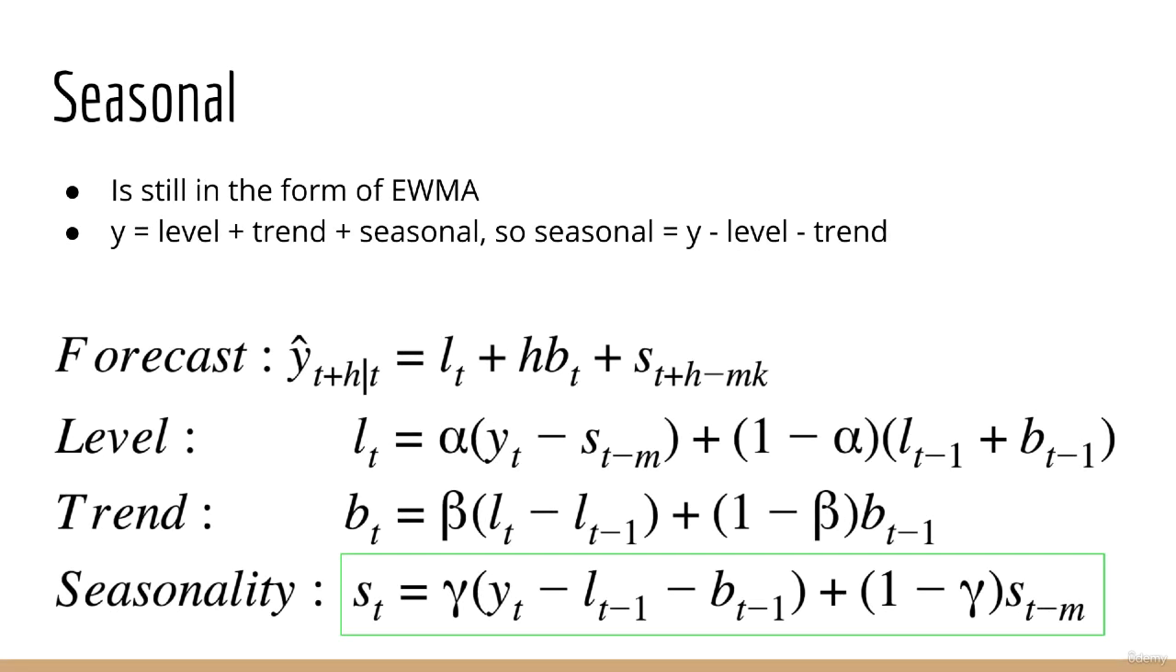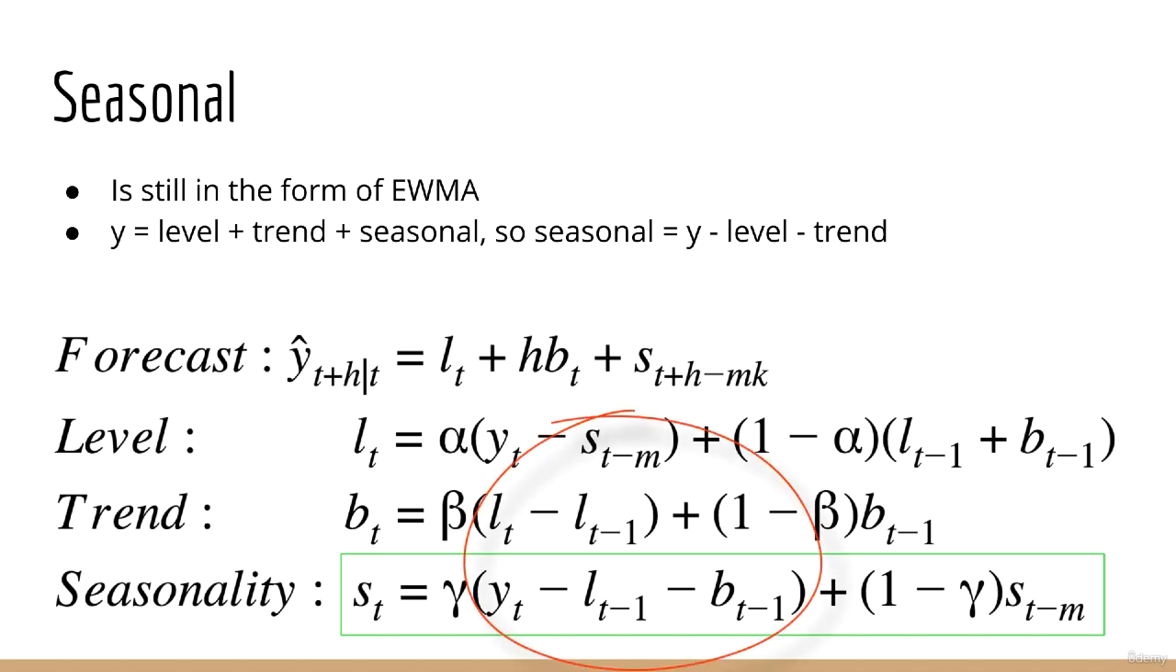Finally, we have the seasonal equation. This one might seem strange at first, but at least you can recognize that this, again, is an exponential moving average. In front of gamma, we have the new value, and in front of 1 minus gamma, we have the old value. Again, recognize that the old value comes from one period ago rather than one time step ago, so that's why the previous s is indexed by t minus m.